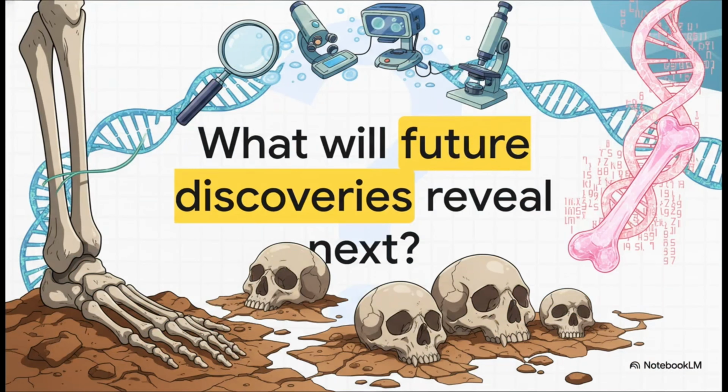Which leaves us with this final, really thrilling thought. If we've discovered hobbits on remote islands and managed to identify entire species like the Denisovans from the DNA hidden in a single pinky bone, what on earth will future fossil discoveries or advanced DNA technology reveal next? Just how many more hidden branches of our family tree are out there, waiting in the dirt, or even hidden deep within our own genetic code?